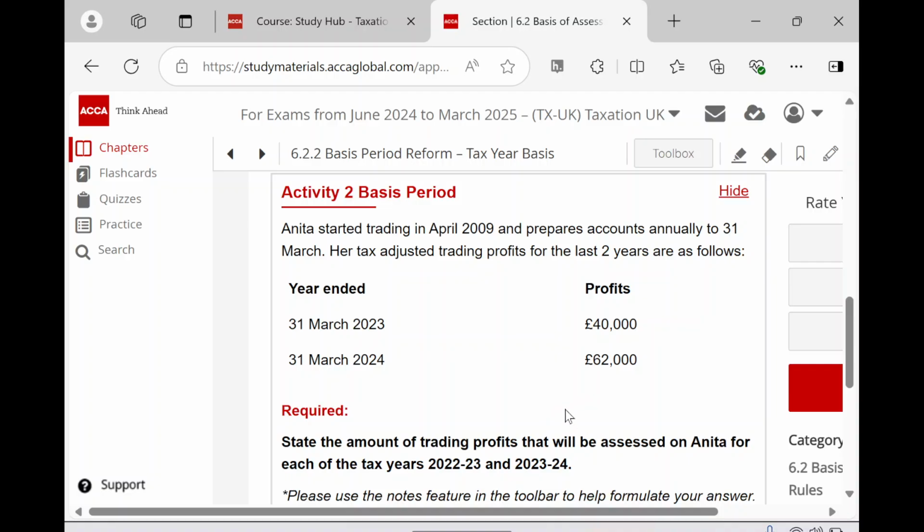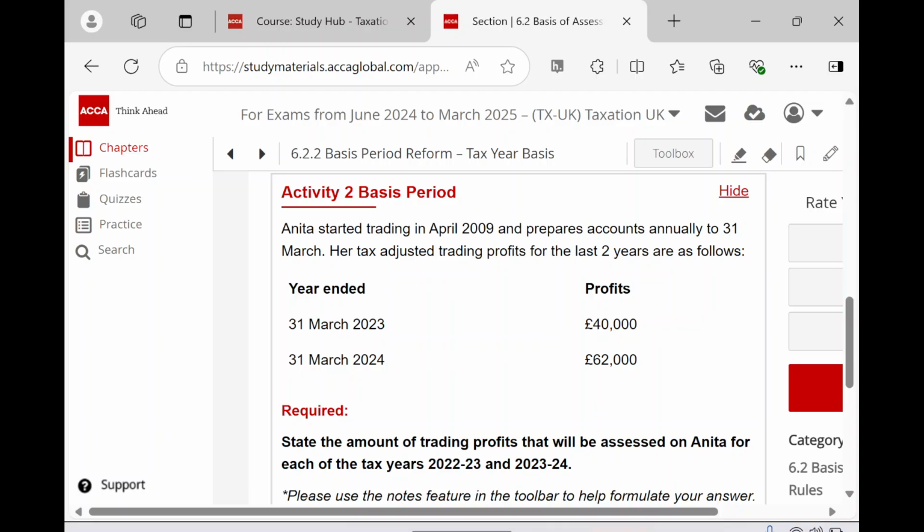Okay, so assessable profits for 2 years, but what's her scenario? You know, is she starting? Is she ongoing? Is she ceasing? Well, we see clearly that she started in April 2009. So this is a business that's been ongoing for quite some time. She prepares accounts to 31st of March. That makes things easier for sure, as I'll explain in a moment. And then the last 2 years are as follows.